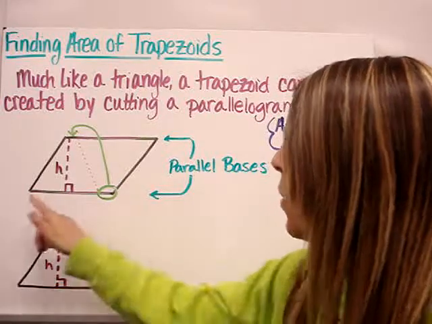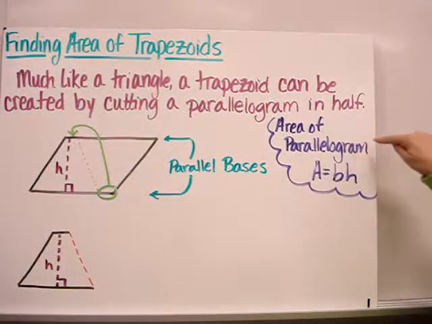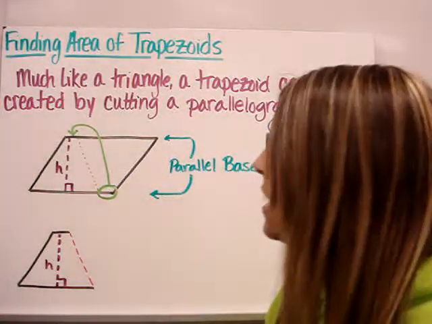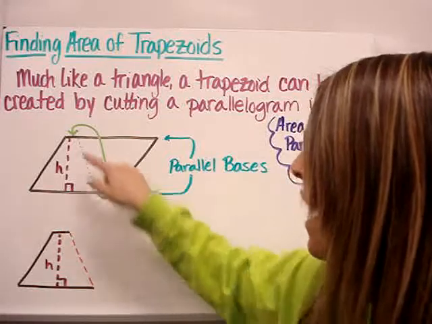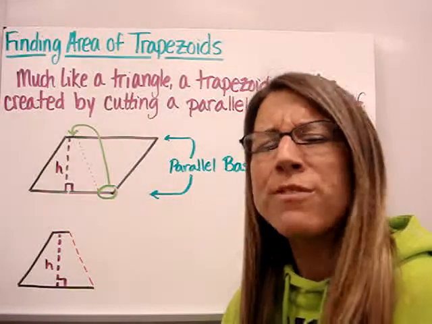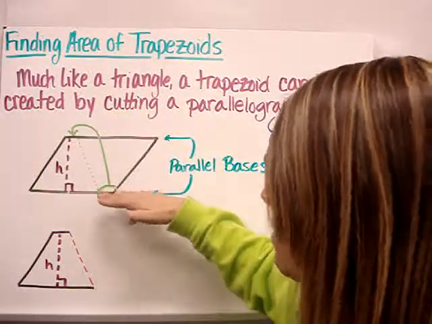is true. We begin with a parallelogram, and I remind you that the area of a parallelogram can be found by multiplying the base times the height. So the base is here, and the height is here. Notice that with our parallelogram, we have two pairs of parallel sides. But we're going to focus on these sides being parallel.